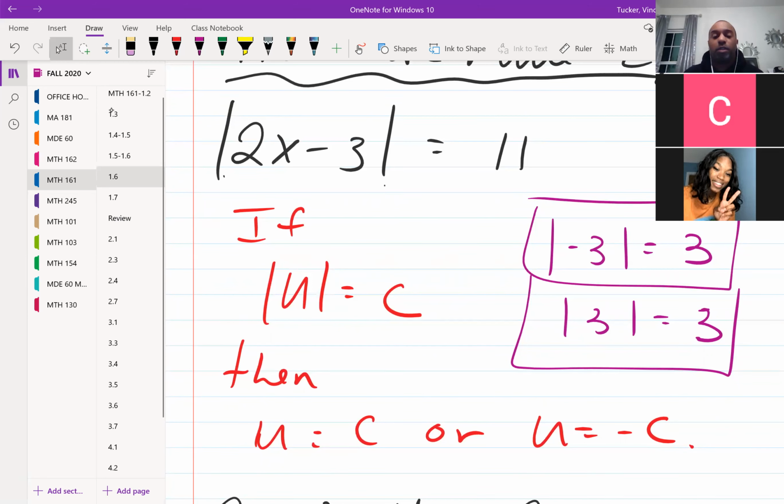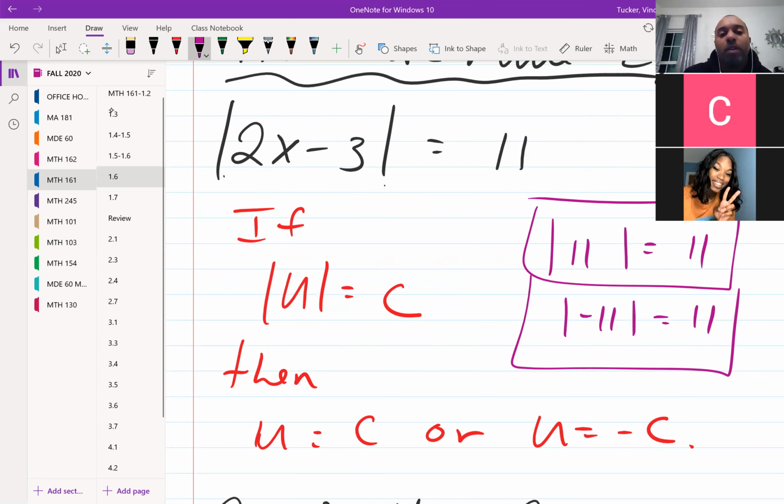Why we would do that is because we want to know when is 2x minus 3 equal to 11, and when is 2x minus 3 equal to a negative 11. Because remember, absolute value of 11 is 11. Absolute value of negative 11 is also 11. So that's what we're looking at here.